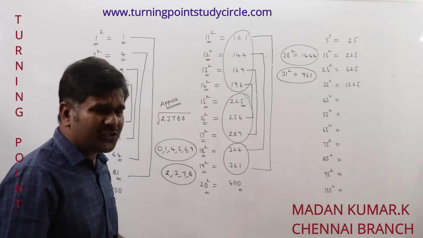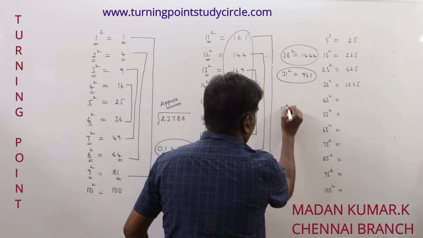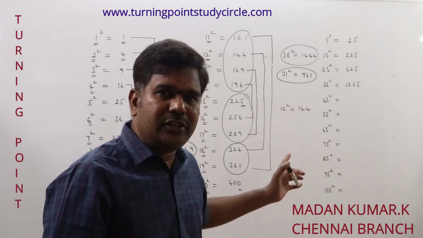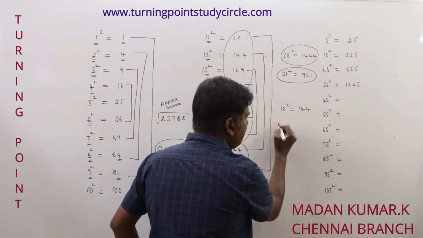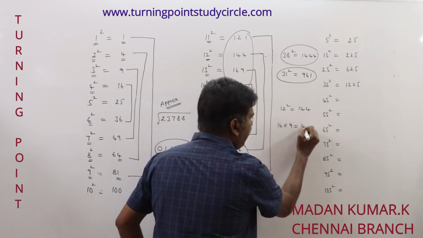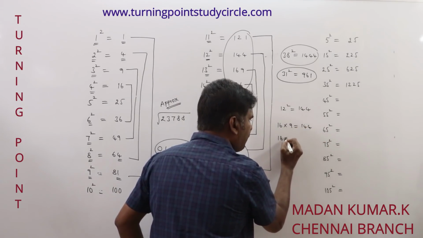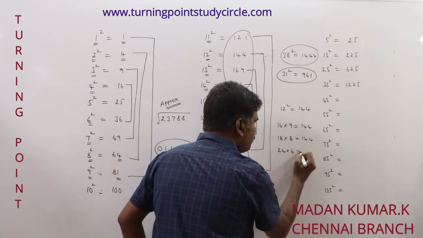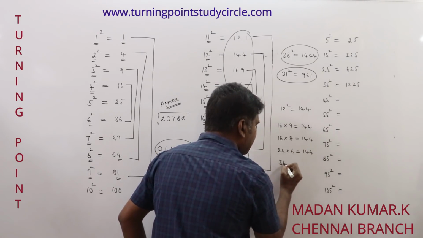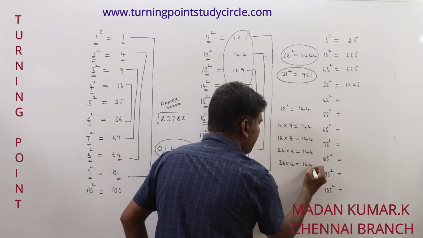Now 12 square is 144. In which table do we get 144 as the answer? If you know the 16 table, 16 nines are 144. If you know the 18 table, 18 eights are 144. And 24 into 6 is 144. 36 into 4 is 144.